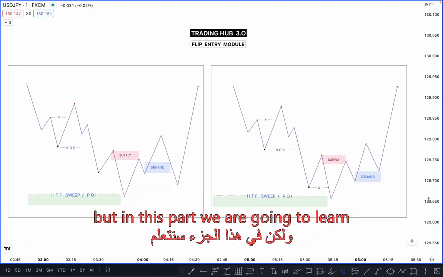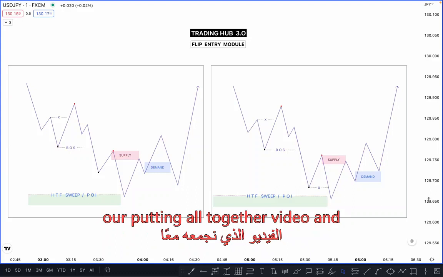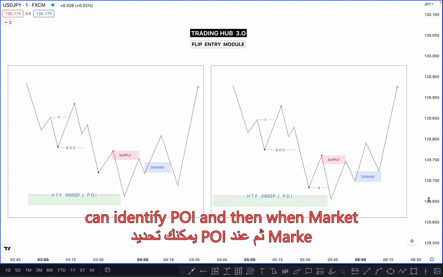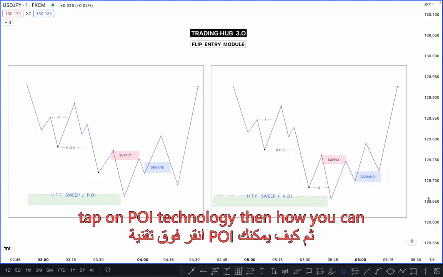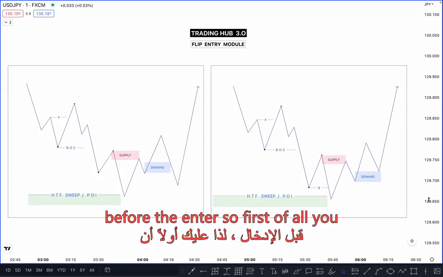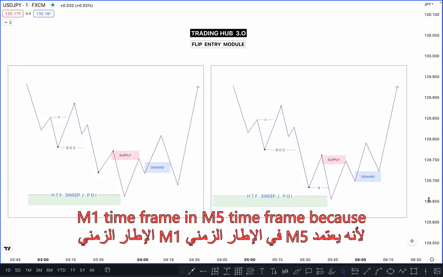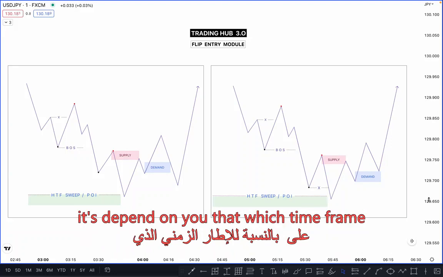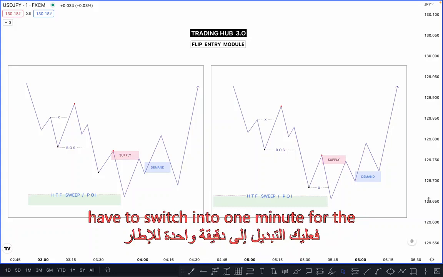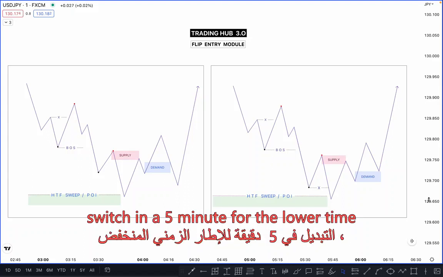But in this part we are going to learn what a flip entry module is. This is our putting-it-all-together video, and everything will be covered from higher time frame to lower time frame, and how you can identify PY, and then when the market taps on PY taking out the liquidity, how you can switch into the 1 minute time frame before the entry. First of all, you have to understand what criteria you should follow in a lower time frame, in M1, in M5, because it depends on which higher time frame you are using. If you are using 15 minute, then you have to switch into 1 minute for the entry time frame. If you are using H1 for the higher time frame, then you have to switch to 5 minute for the lower time frame.